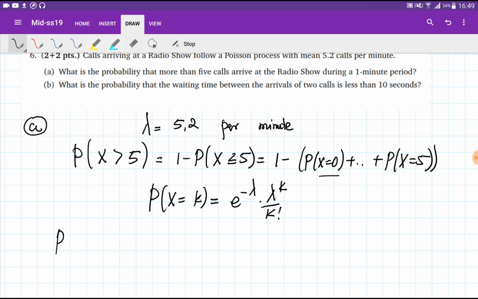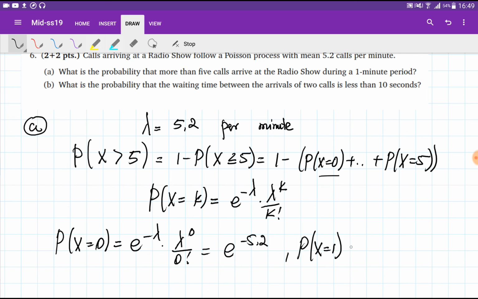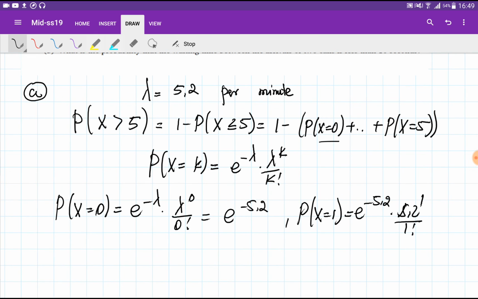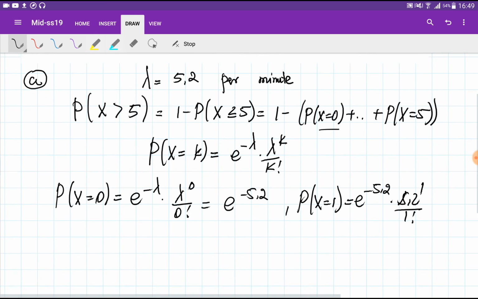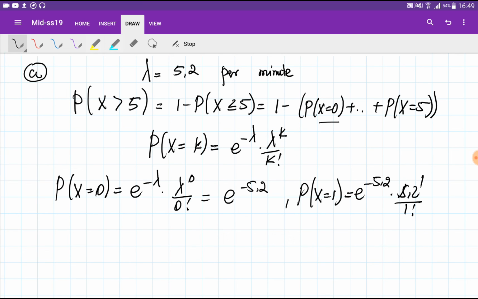For example, the probability that x is equal to 0 is e to the power of minus lambda multiplied by lambda to the power of 0 divided by 0 factorial, or simply e to the power of minus 5.2. And the probability of x equal to 1 is e to the power of minus 5.2 multiplied by 5.2 to the power of 1 divided by 1 factorial, or simply 5.2 multiplied by e to the power of minus 5.2. So we can evaluate all of these and put them here.